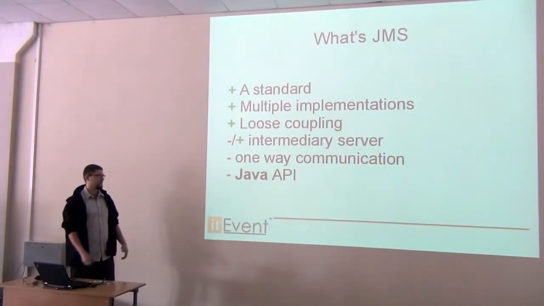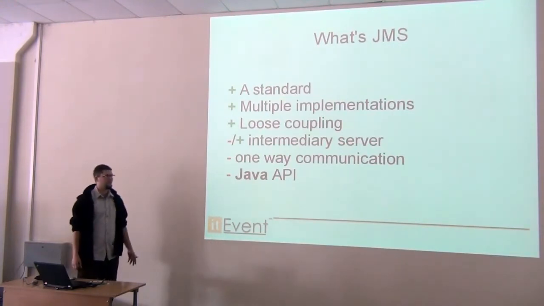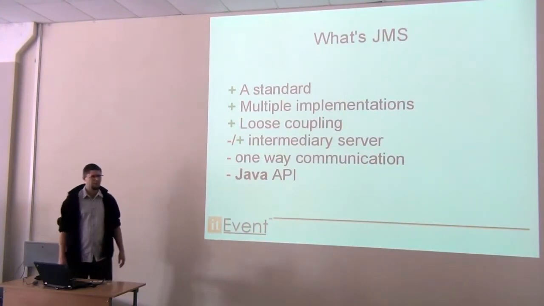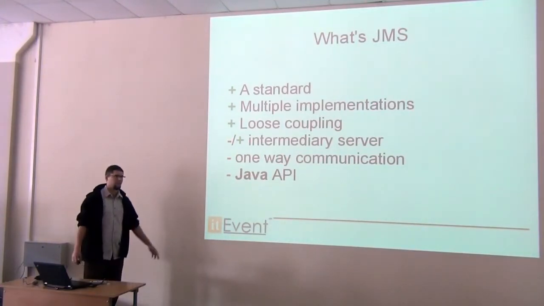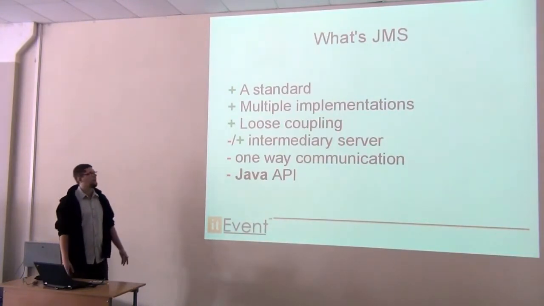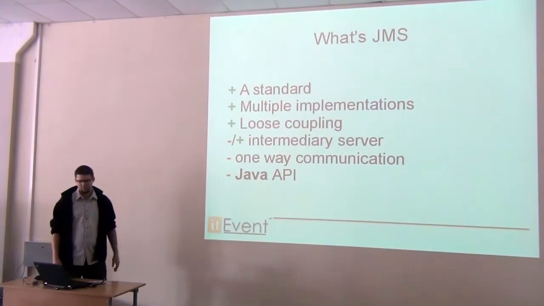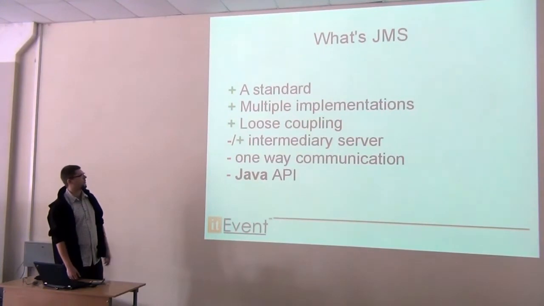As an asynchronous messaging provider, you can use, for example, JMS. What's JMS? JMS is a standard. It's quite an old standard, a widely used one. The current specification is, I think, 11 years old, but still widely used. It has lots of implementations, starting from open source ones like ActiveMQ, HornetQ, to some specific ones like the one Oracle provides, I think it's called Oracle Advanced Queuing, or TIBCO EMS.